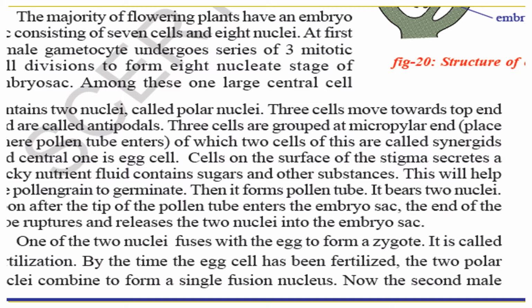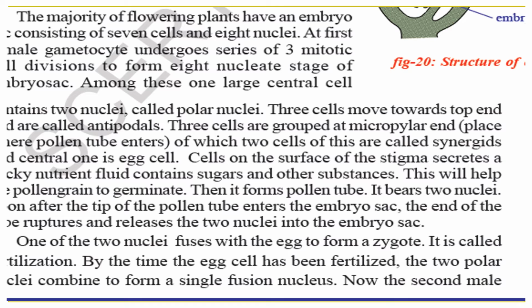At first, what happens? The female gametophyte undergoes a series of 3 mitotic cell divisions to form the 8-nucleate stage of the embryo sac. Among these, one large central cell is present which has 2 nuclei called the polar nuclei. 3 cells move towards the top end, called antipodals. 3 cells are grouped at the micropylar end, of which 2 cells are synergids.